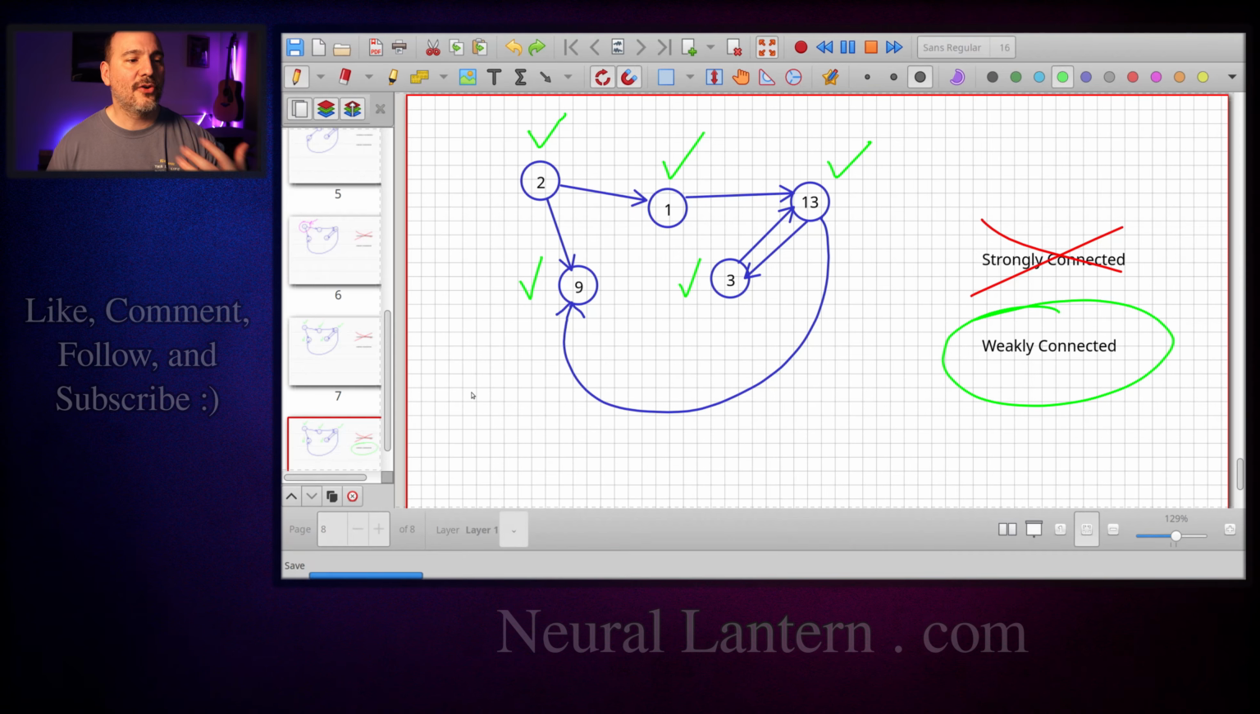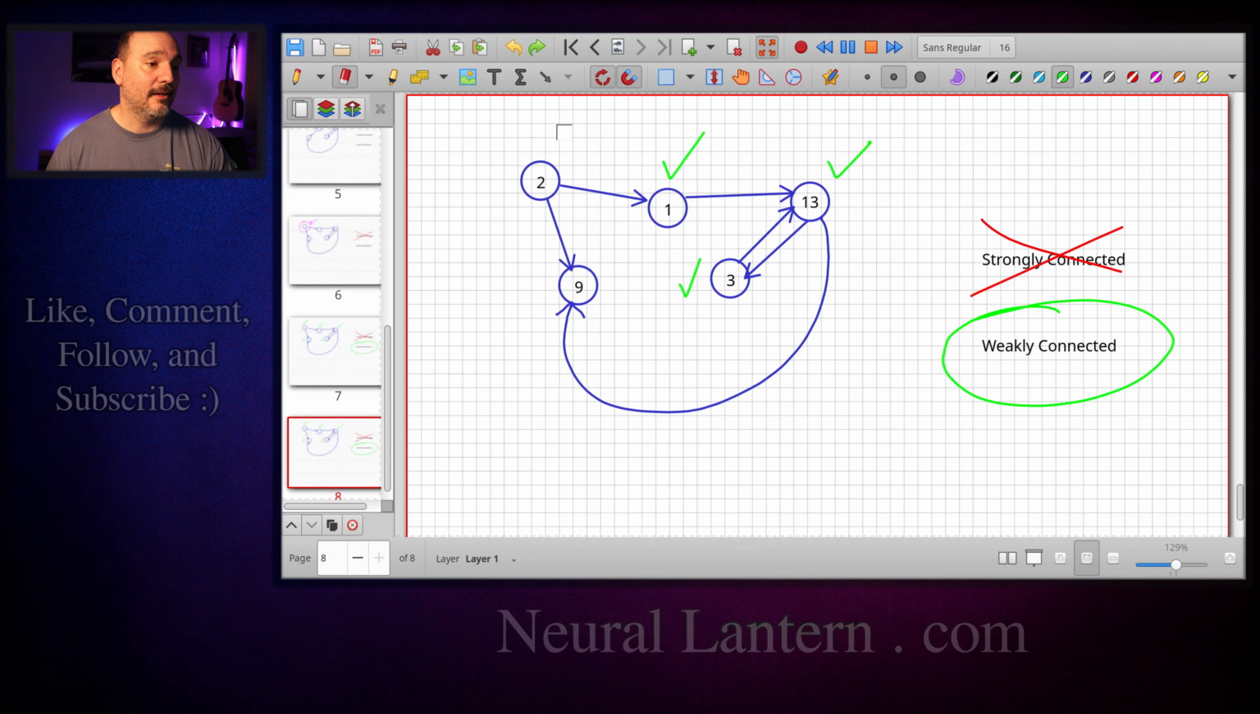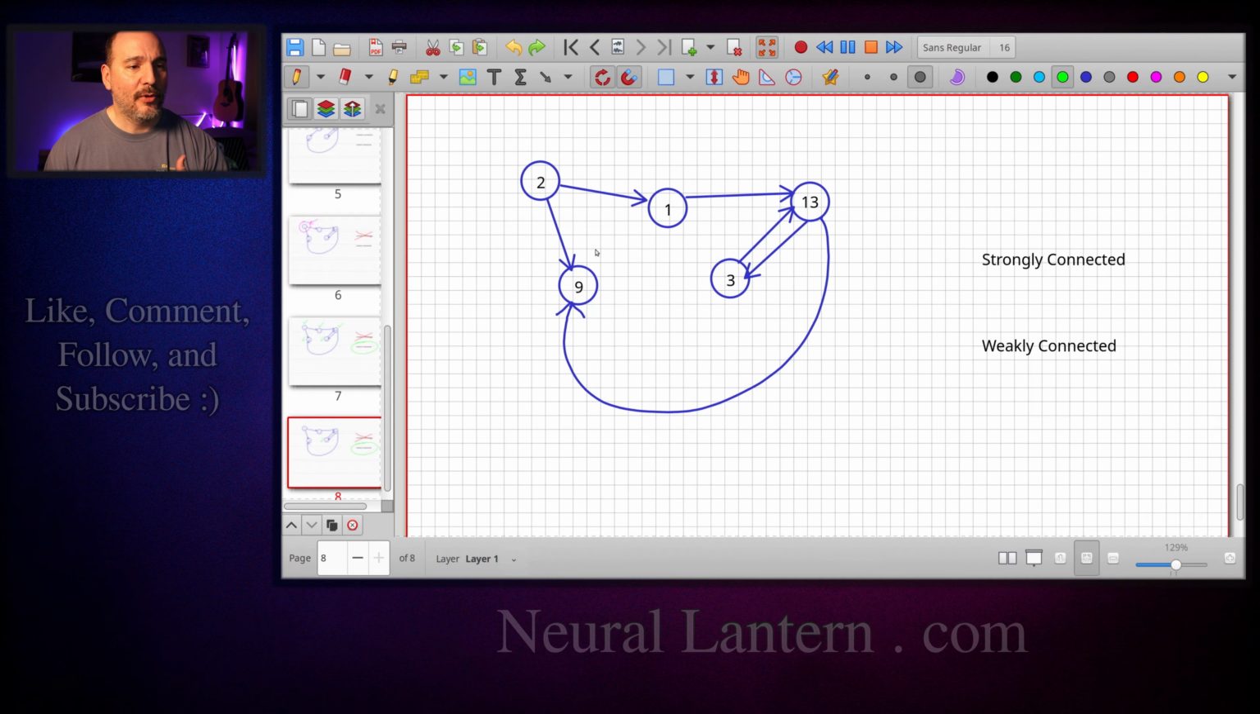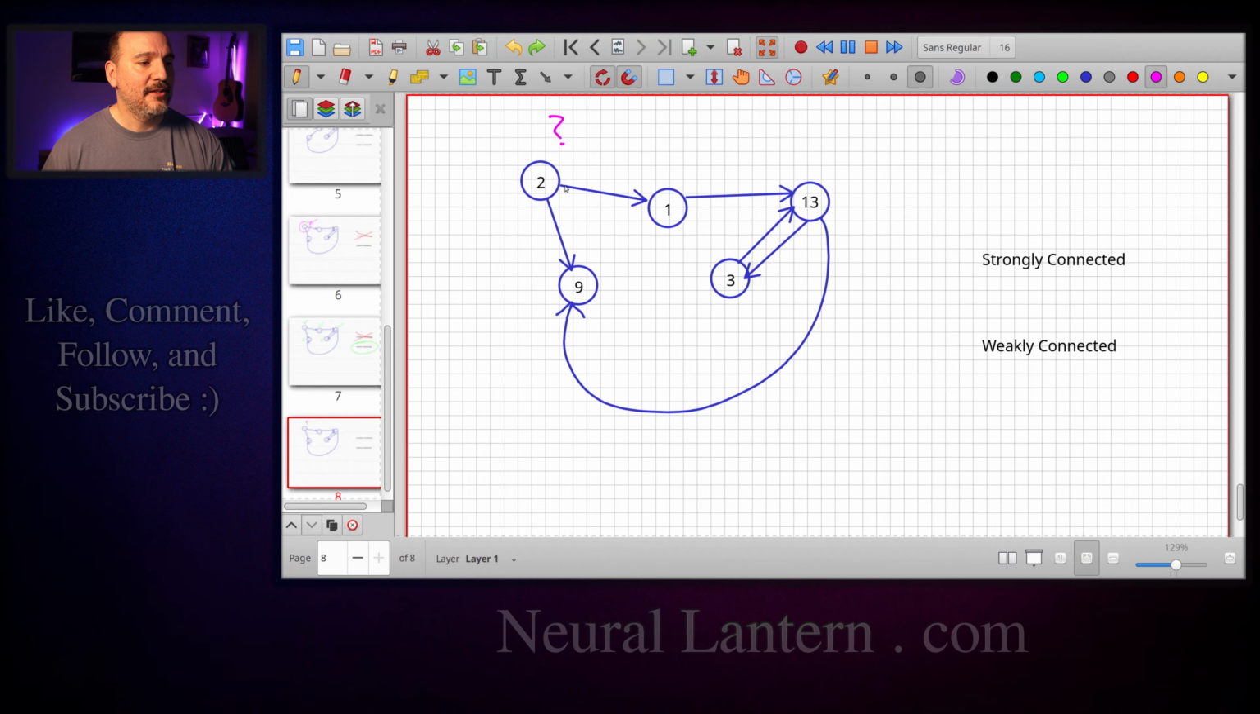How can we make this a strongly connected graph? Well, we just have to add a bunch of edges. So that's what I'm going to do. I'm going to look at what is missing here. So we'll ask the 2. Can the 2 reach, and let's obey the direction of the edges again, the 1? Yes. Can the 2 reach the 13? Yes. Can it reach the 3? Yes. Can the 2 reach the 9? Yes. So that means right now the 2 is strongly connected to everything else.